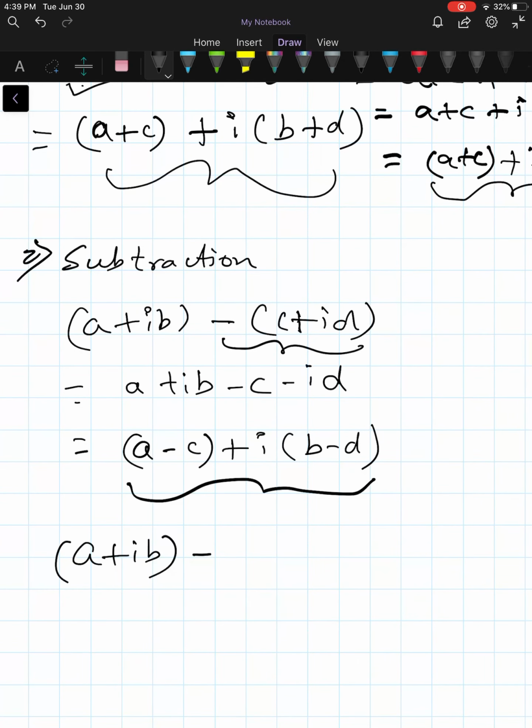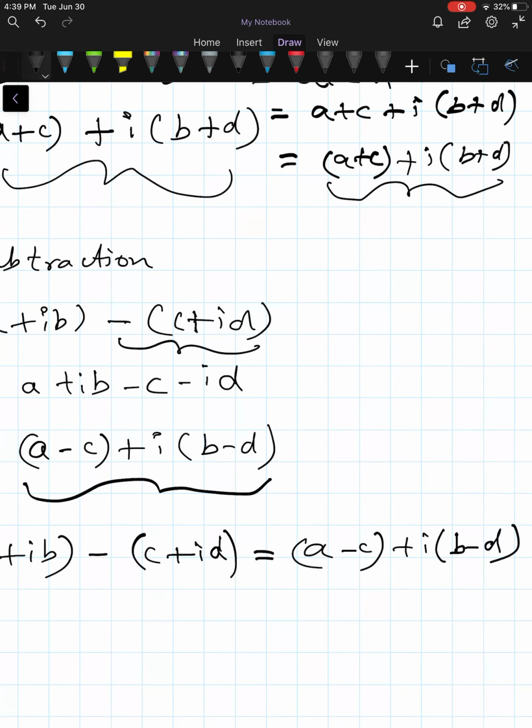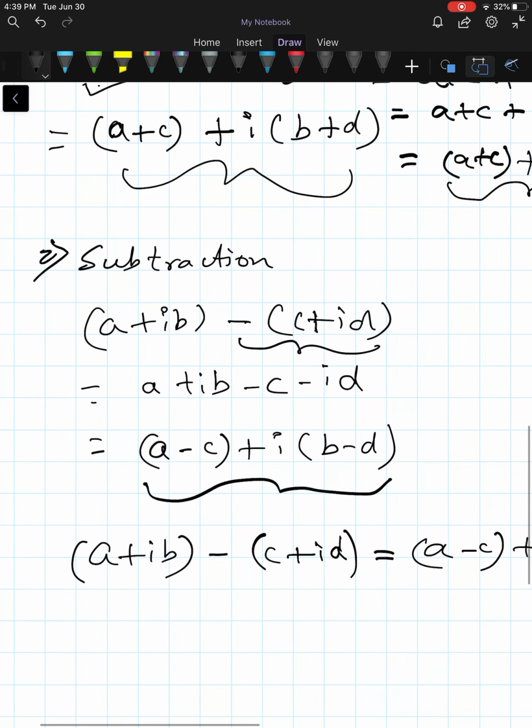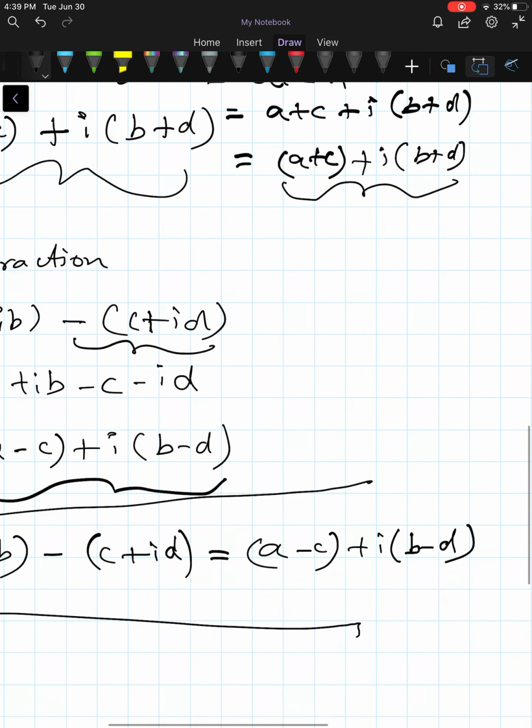That is, a plus ib minus c plus id is equal to a minus c plus i times b minus d. So this will be treated as the definition of subtraction.